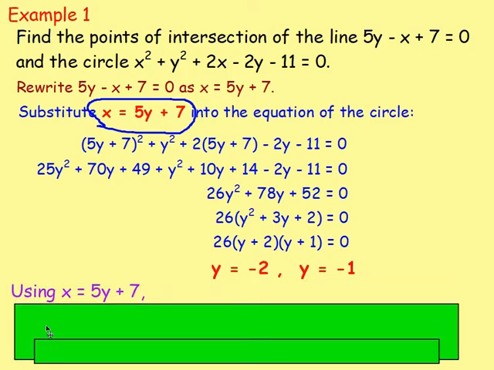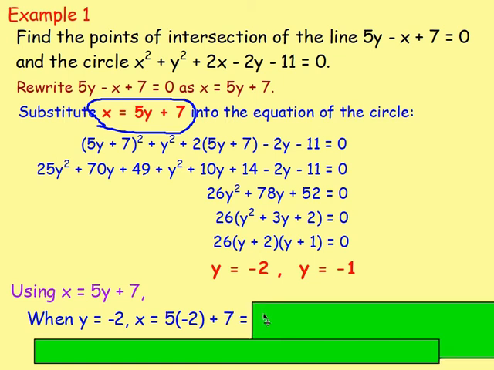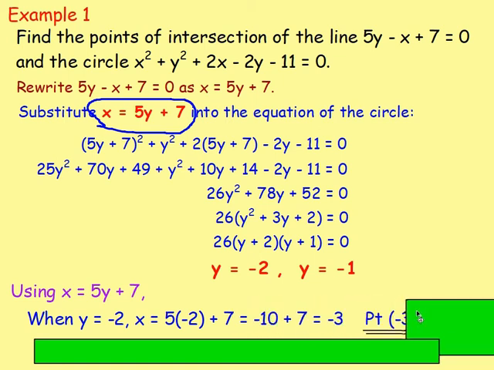So using x equals 5y plus 7, when y equals, let's go with the negative 2. First of all, just replace y with negative 2. So we'd have 5 times negative 2 plus 7, which will give us negative 10 add 7, which is negative 3. Meaning then the x coordinate is negative 3 when the y coordinate is negative 2. Giving you the point negative 3, negative 2.